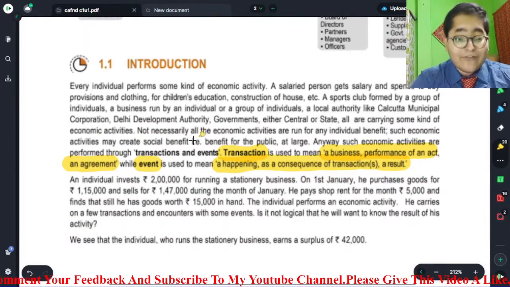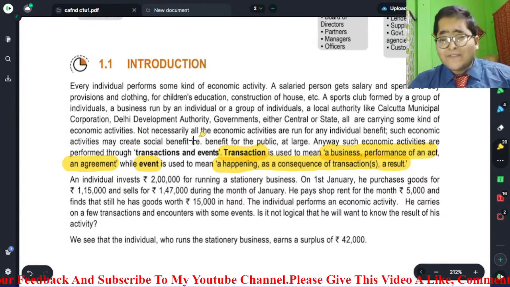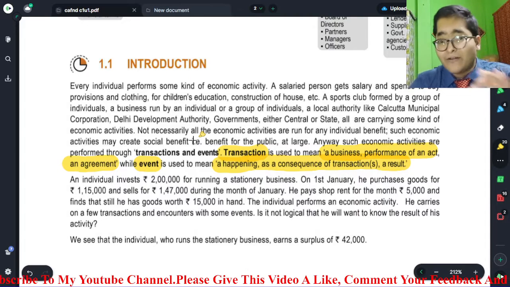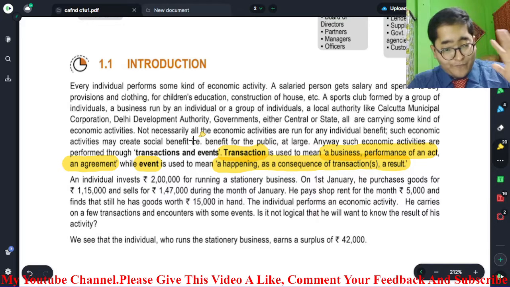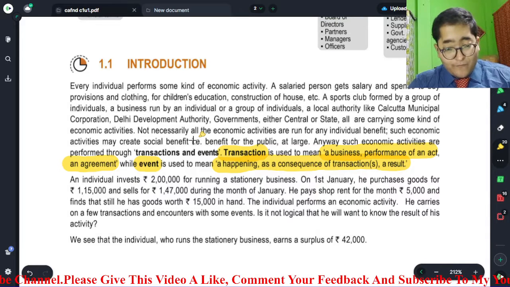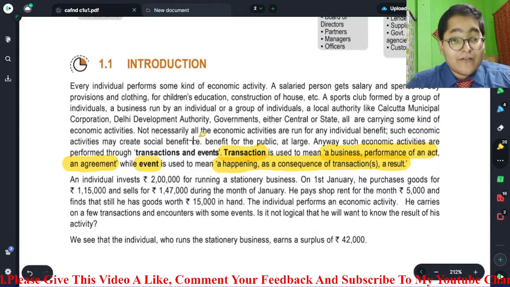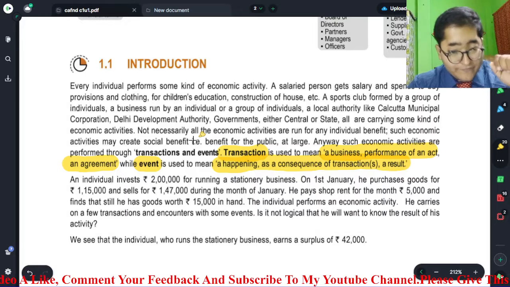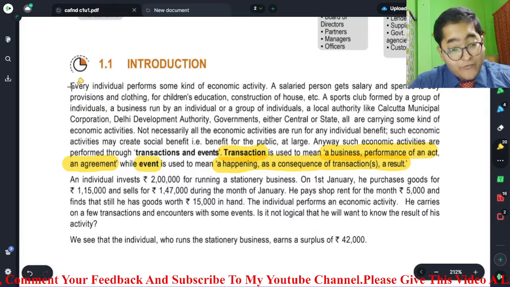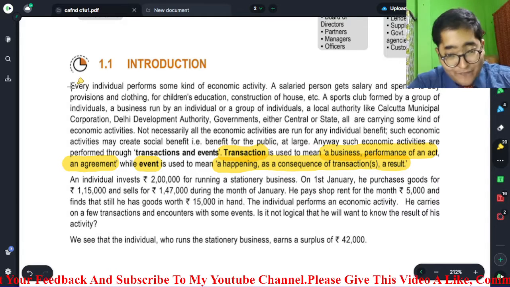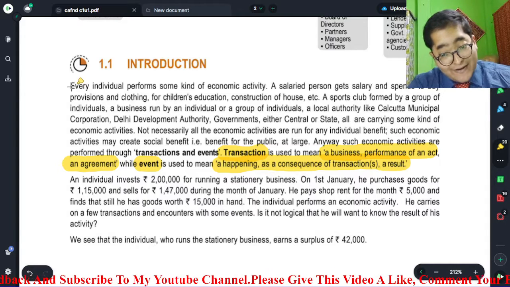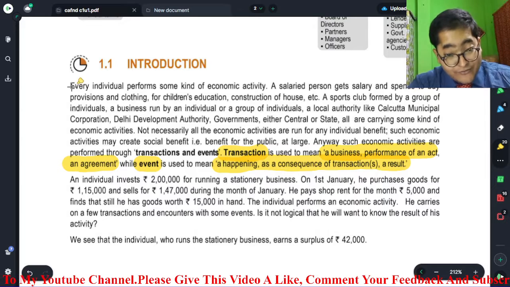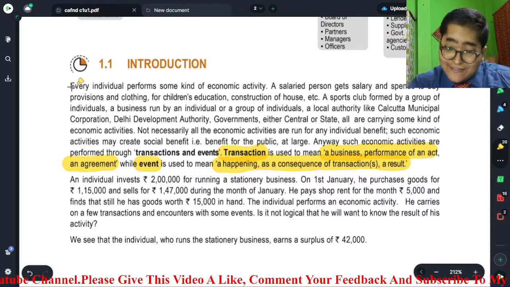So let's come to the introduction. This chapter is fully theory based and we need to remember a few important topics and not the entire chapter. So in this first portion we are at the introduction. Every individual performs some kind of economic activity. A salaried person gets salary and spends to buy provisions and clothing, for children's education, construction of house, etc.